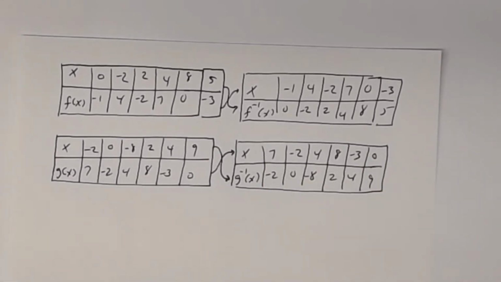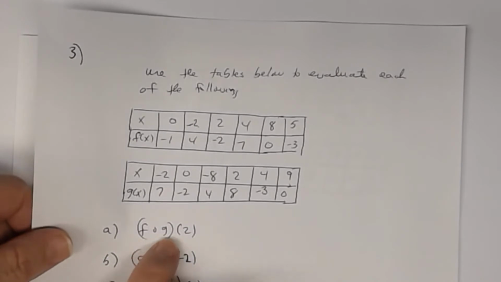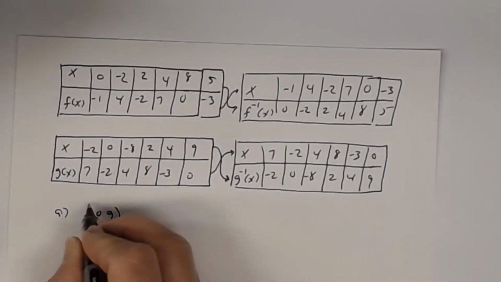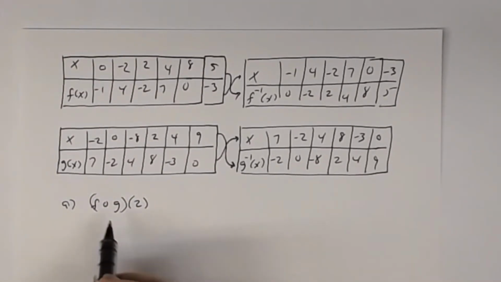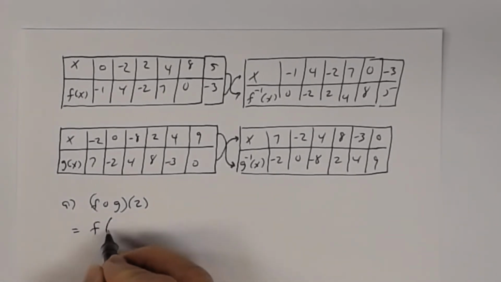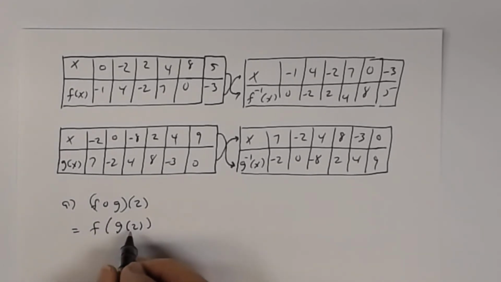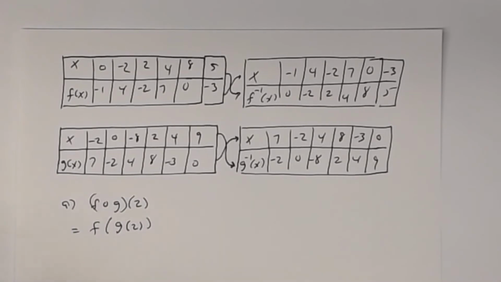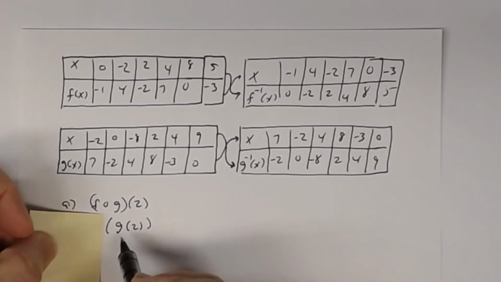All right, now let's go ahead and answer these questions. So here's the first one. Here's letter A. F composed with G at 2. All right, so remember these are compositions. So by definition, this means F of G of 2. The order in which you see it is the order in which you rewrite it. Now remember what this part right here means. Always do the inside first. So if you need to, cover this part up.